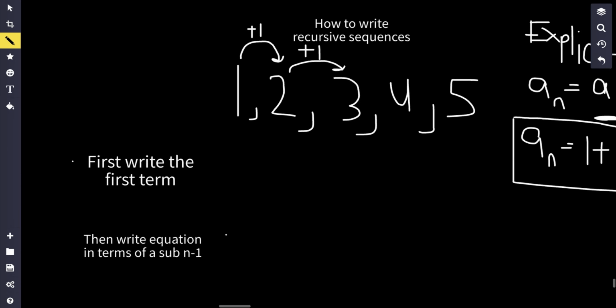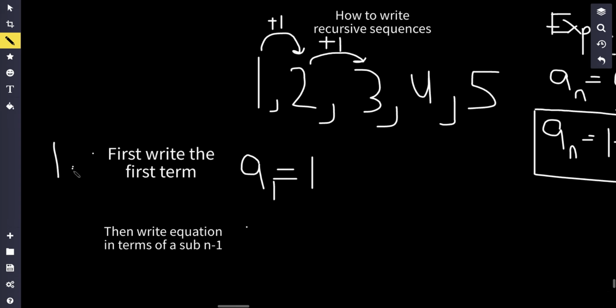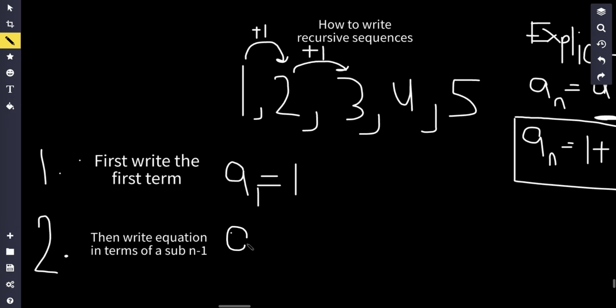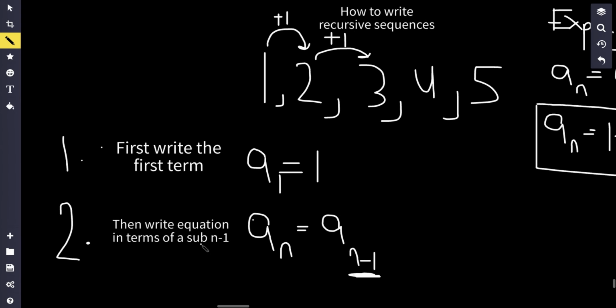Now, writing sequences recursively is a little bit different. The first step is to write out the first term. So our first term in this case is equal to 1. The second step is to write the equation in terms of a sub n minus 1. What do I mean by that? In this case, I'm going to say a sub n is equal to a sub n minus 1, and a sub n minus 1 represents the previous term.